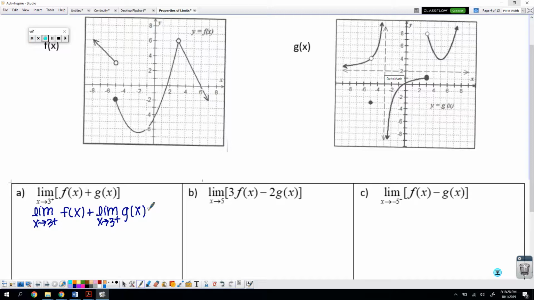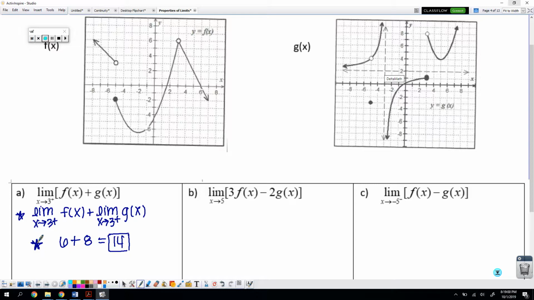Now you can go through and plug in the numbers. So 3 from the right for f is going to be 6, plus 3 from the right for g is 8. 6 plus 8 is 14, and the answer is 14. Okay? Yes, you have to show this step. It is an absolute must. Please drop the limit notation when you plug in the numbers, just as before. Okay? This is supposed to be a step.